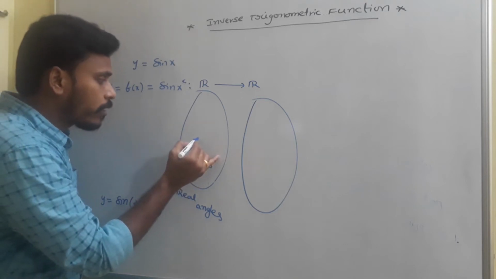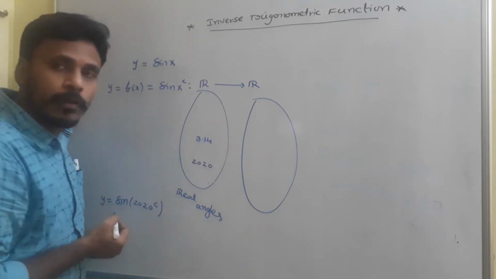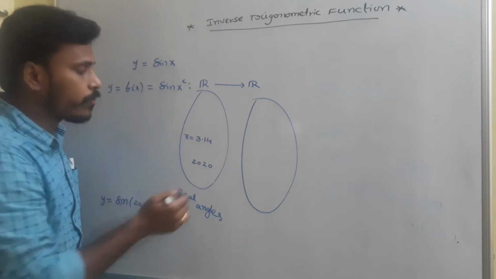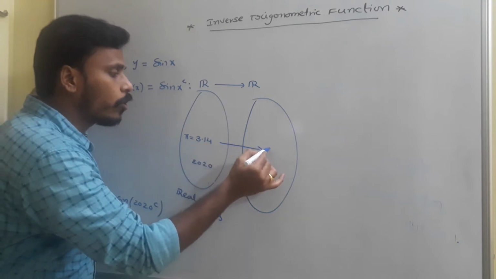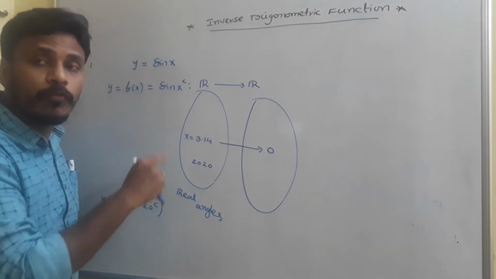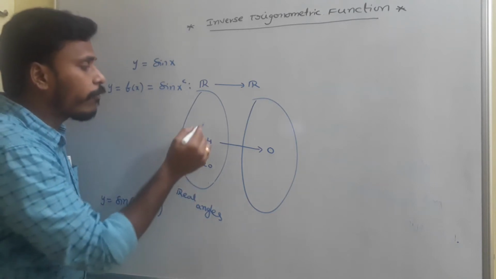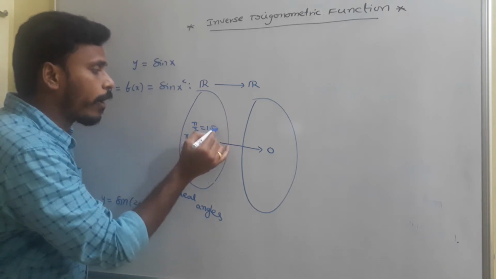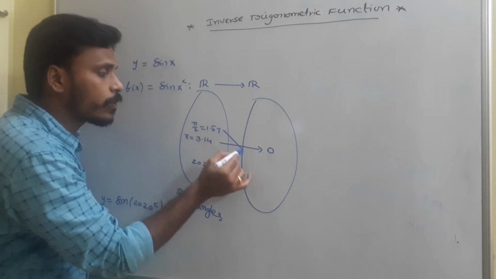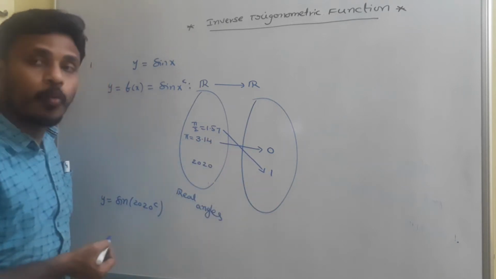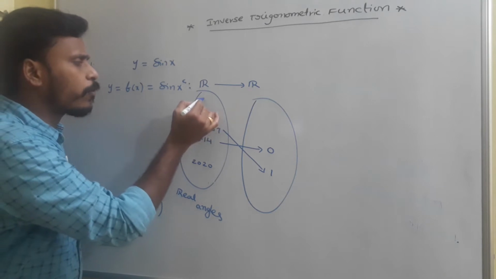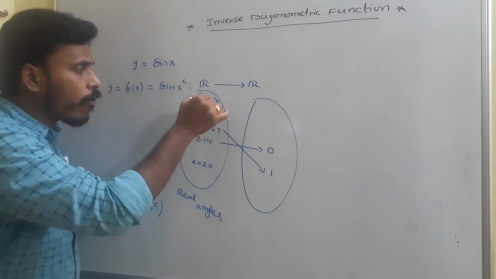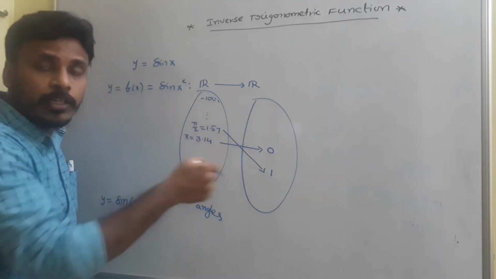Suppose your input is 3.14, we know that 3.14 is pi. So sin pi is what? 0. This 3.14 will connect to 0 of the codomain. Similarly, half of this 3.14 is pi by 2, 1.57, and sin of 90 degrees is 1, so we connect sin pi by 2 to 1. So we have many angles. Suppose sin of minus 100, again we will have sin of minus 100 degrees in the second set, the codomain.